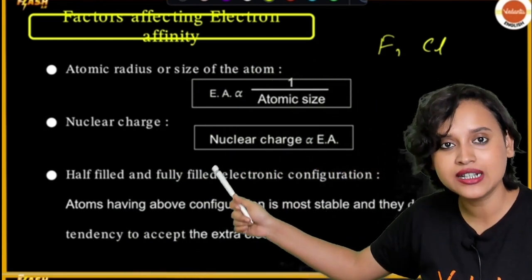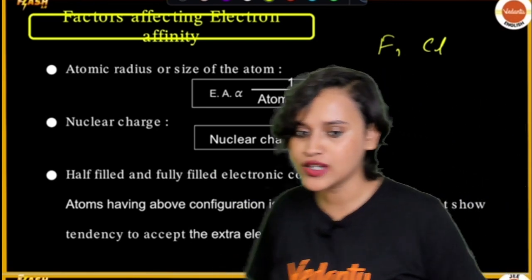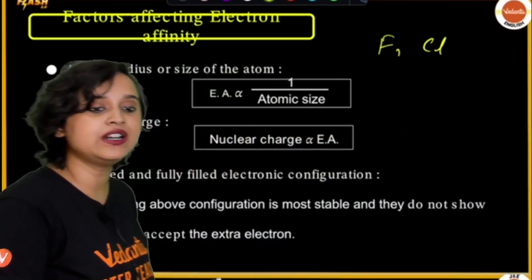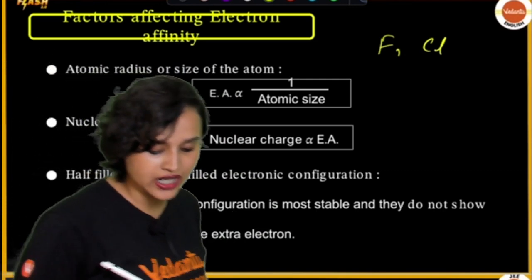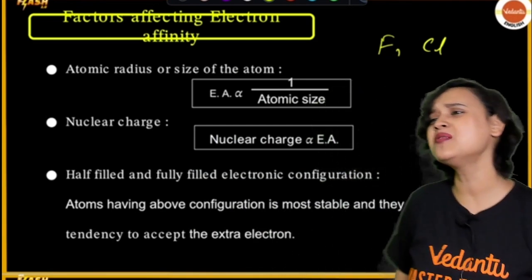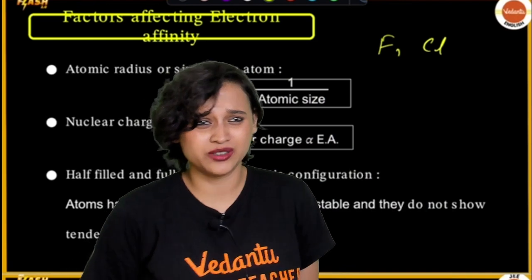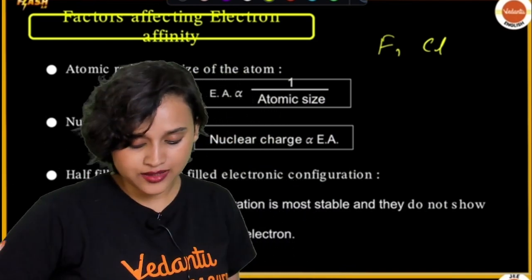If the nuclear charge increases, electron affinity will also increase, of course. Right? More positive charge, more. The half-filled and the fully filled electronic configuration, they do not want to take in an electron. They will be like, I am already stable. Why should I mess my stability? I'm fine here. Don't bother me. Give it to someone else. Right? That's what they are going to do.